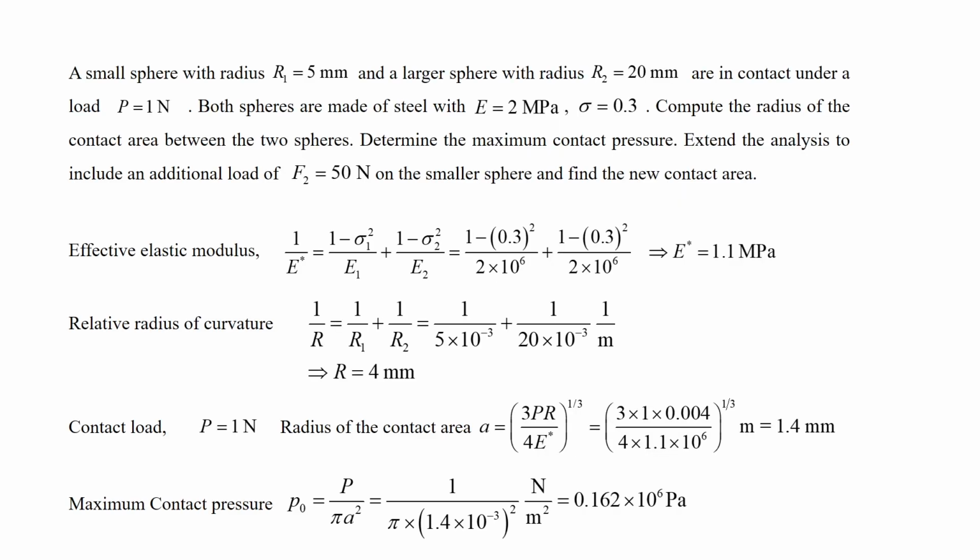So, let us solve one problem. A small sphere with radius R1 equal to 5 millimeter and a larger sphere with radius R2 equal to 20 millimeter are in contact under a load P equal to 1 Newton. Both spheres are made of steel; no, steel cannot be, it has so low a modulus, so some rubber let us say, with E equal to 2 megapascal and Poisson ratio sigma equal to 0.3.